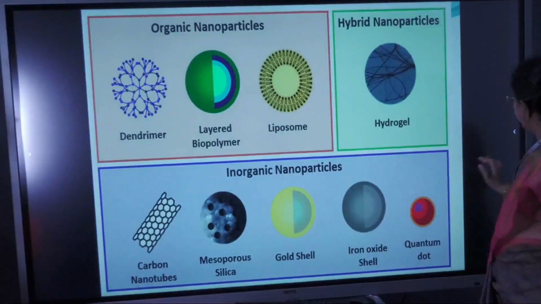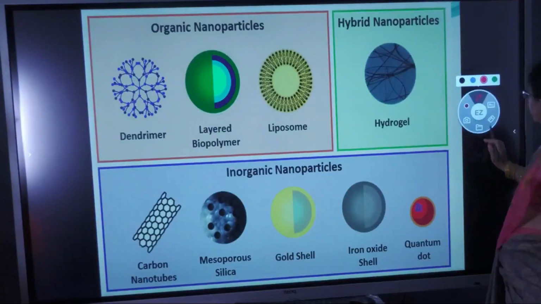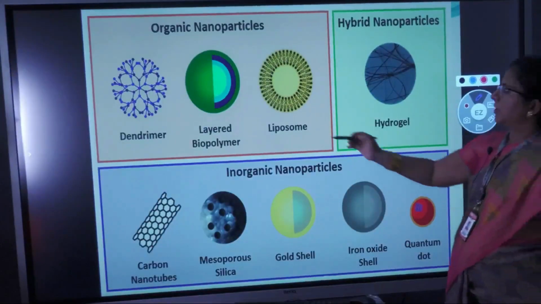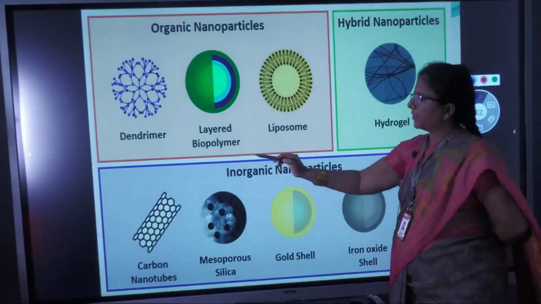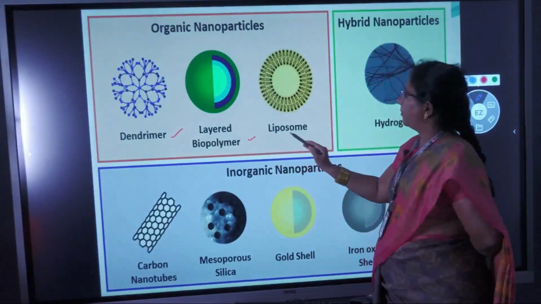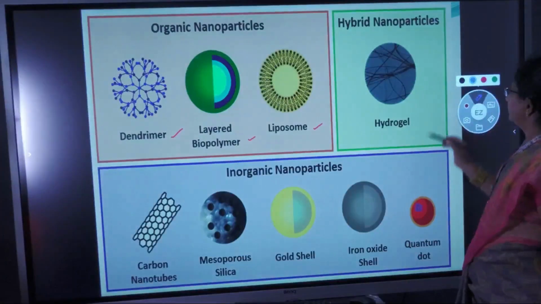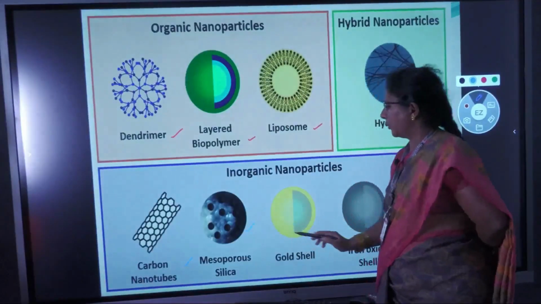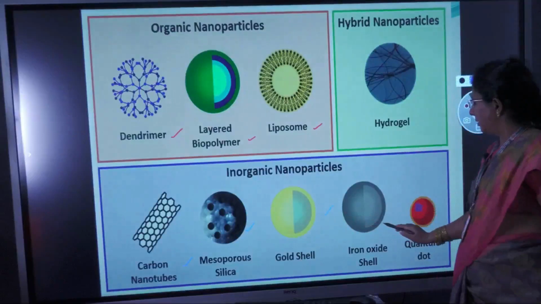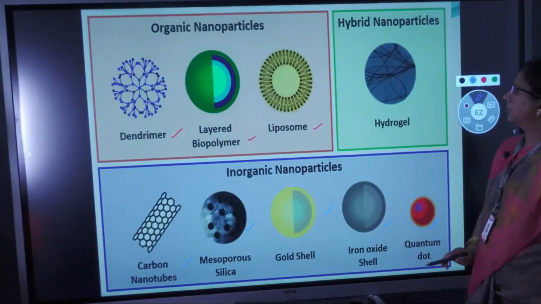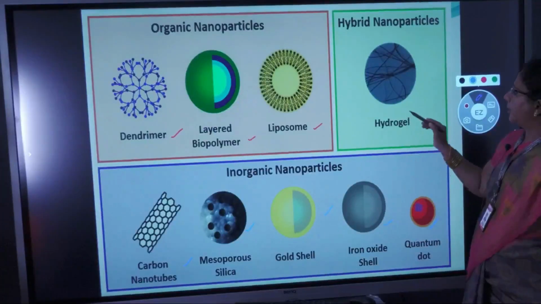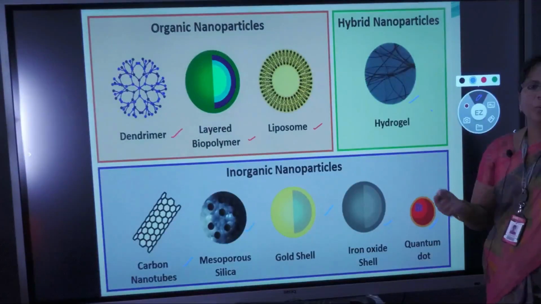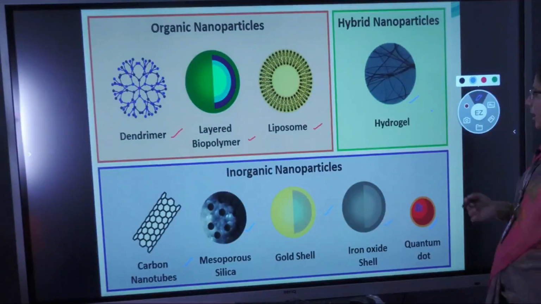So these are the various nanoparticles. Here I have shown you the nanoparticle classification as organic particles and inorganic particles. Examples of organic nanoparticles are dendrimer, layered biopolymer, liposome. Inorganic nanoparticles include carbon nanotubes, mesoporous silica, gold shell, organic oxide shell, quantum dot. An example of hybrid nanoparticles is hydrogel. Later I will show you the same classification as one-dimensional, two-dimensional and three-dimensional nanoparticles.